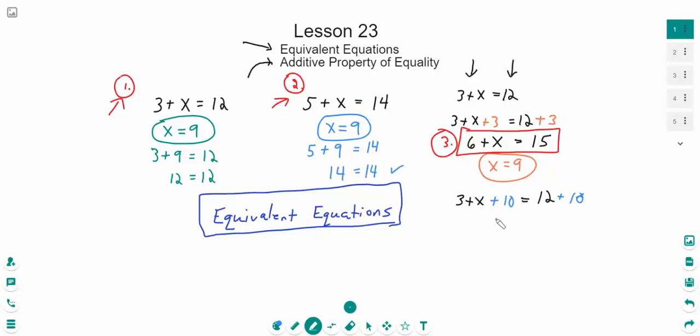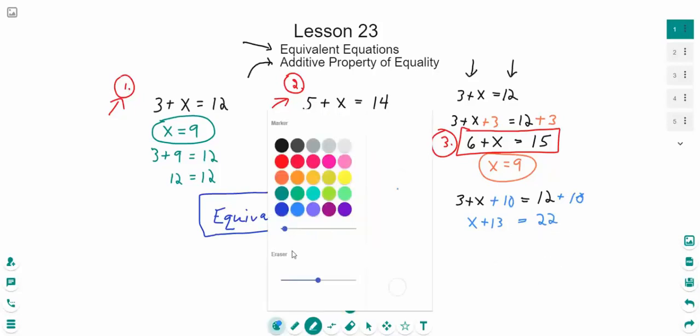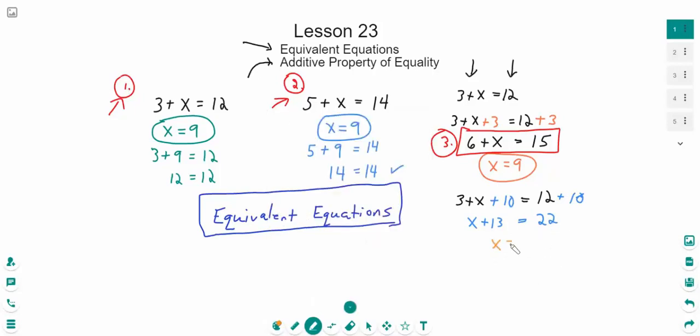So once we have that in place, we can now find our like terms and add them up. So we have an x plus a 3 plus a 10, which is going to be a plus 13, which is equal to 12 plus 10, which is a 22. Maybe not quite as obvious, but if you notice, what's the solution? Well, x has to equal 9 again. 9 plus 13 is what will give you 22. So again, we have created another equivalent equation. We'll call this equation number 4. And we could keep doing this. We could just keep going on and on and on. We can do whatever we want to both sides and get an equivalent equation.